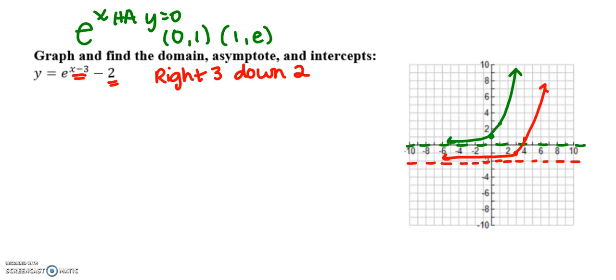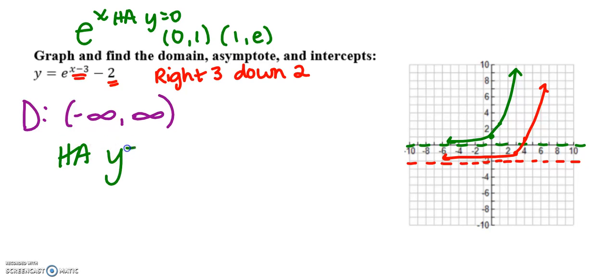Here's my transformed function in red. Moved it to the right 3 and down 2. Well, my domain is still from negative infinity to infinity. That hasn't changed at all. My range, if it asked for it, is no longer 0 to infinity. It would be negative 2 to infinity. My asymptote is now at y equals negative 2, because we've shifted down 2.